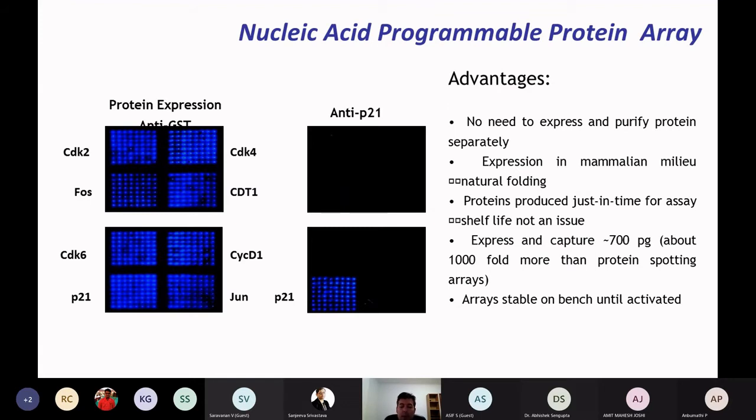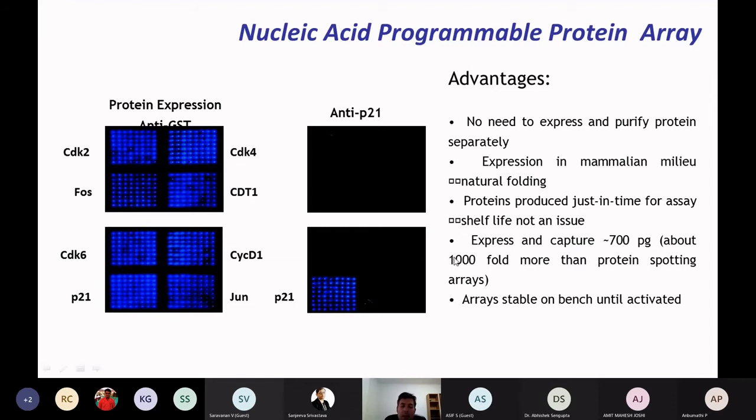That avoids problems related to the stability of the proteins and degradation issues. The expression is in a mammalian milieu, because the cell-free system used to activate the array is a reticulocyte or HeLa cell lysate. So the expression in a mammalian milieu assures natural folding. The proteins are produced just in time for the assay, and they are expressed and captured in each spot of the array in an amount of 700 micrograms, median, which is about 1,000-fold more than protein spotting arrays.